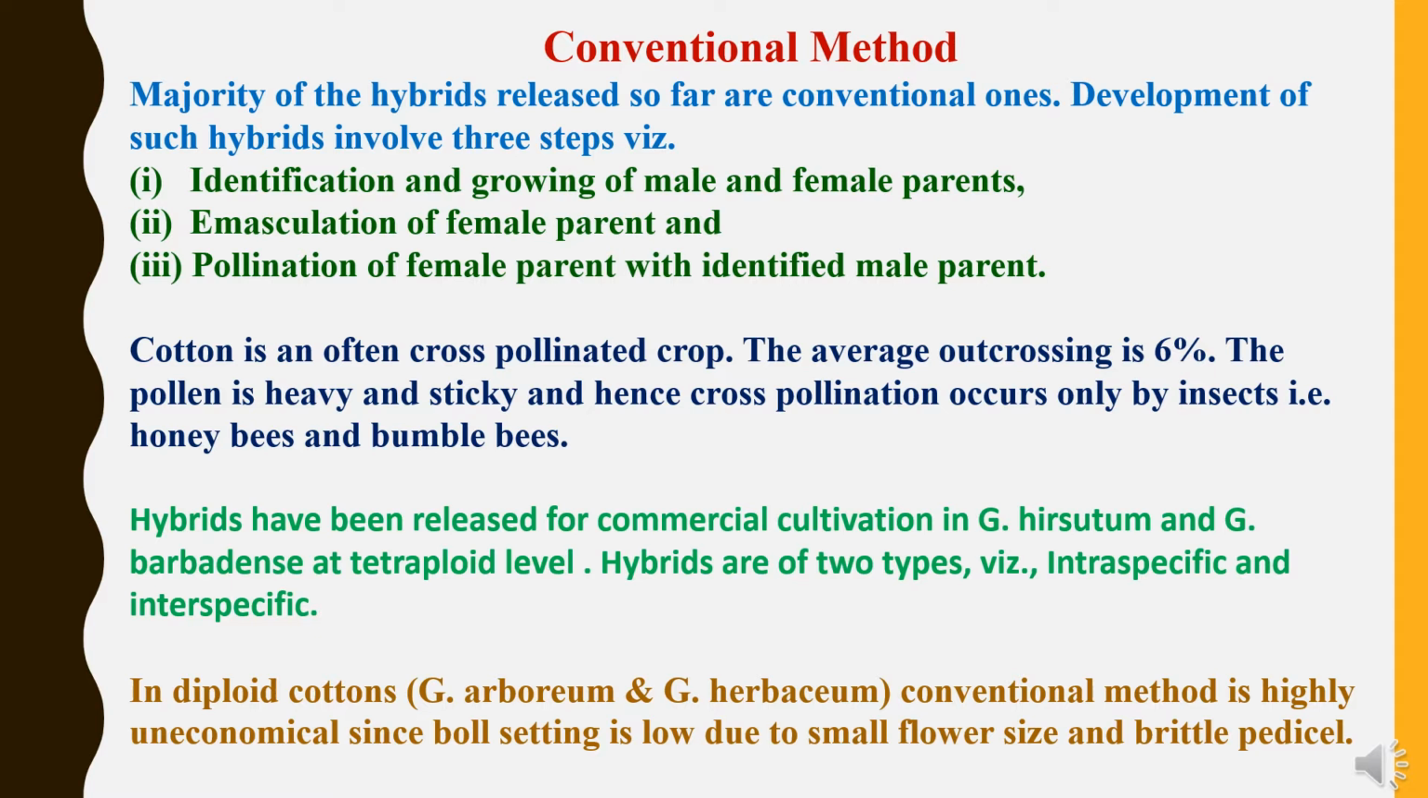Development of such hybrids involves three steps. First, identification and growing of male and female parents. Second, emasculation of the female parent, and third, pollination of the female parent with the identified male parent.